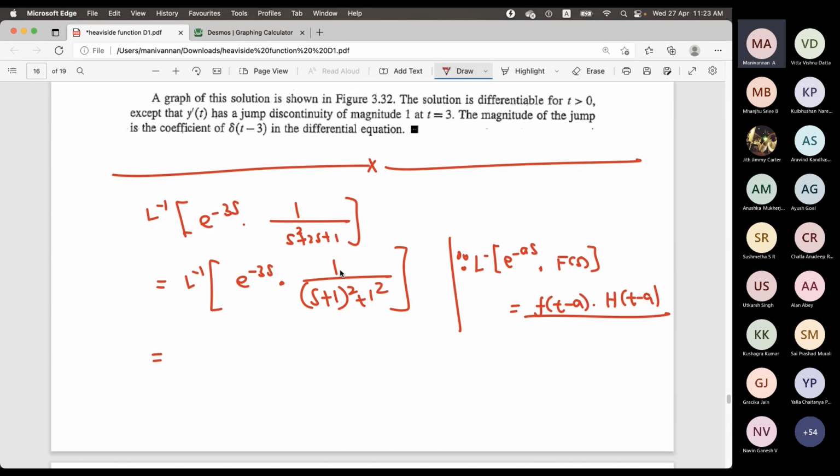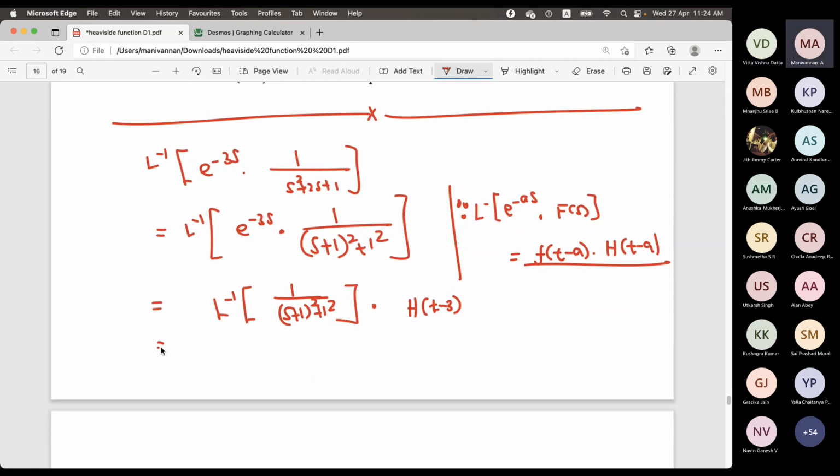Sir, what is L inverse of 1 divided by (s plus 1) whole square plus 1 square? First, I am taking this minus 1 out, right? For this e power minus 3s, h of t minus 3. Remaining it is L inverse of 1 divided by (s plus 1) whole square plus 1 square. Is it clear?